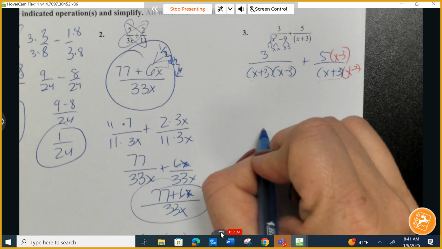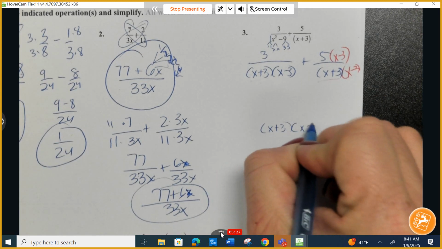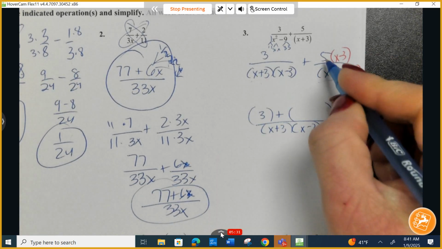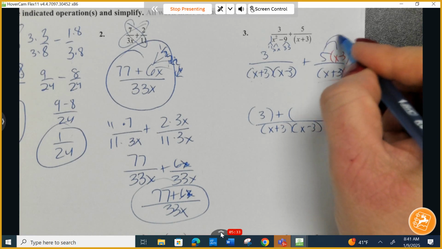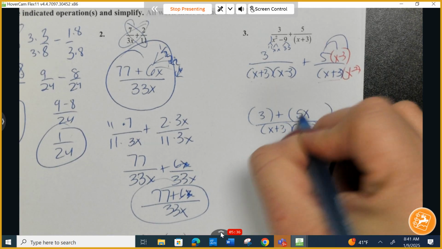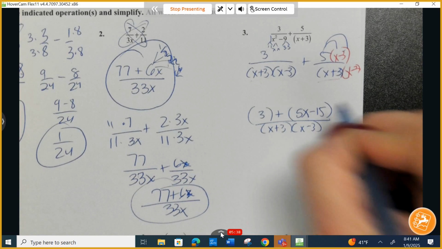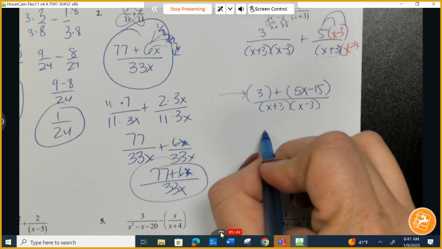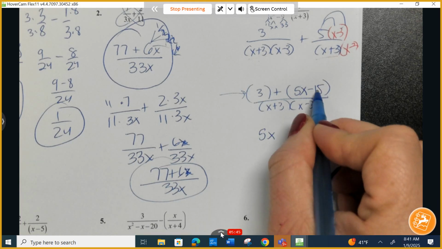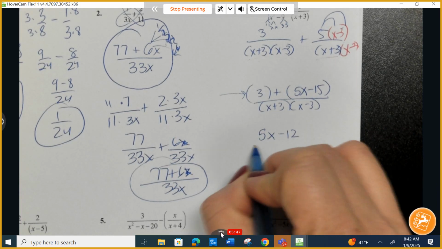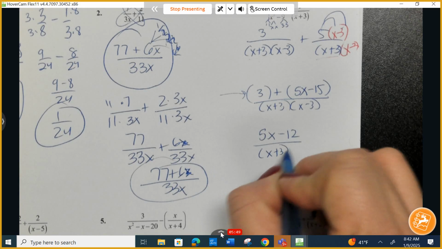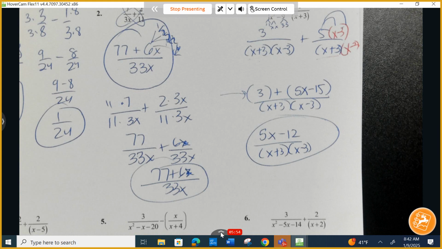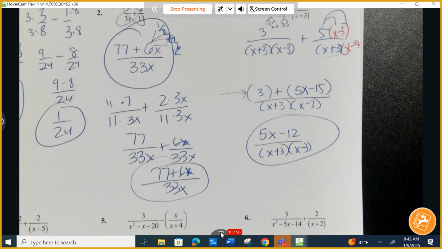So now I have a common denominator of x plus 3 and x minus 3. Now on the left-hand side, there's a 3. And on the right-hand side, before I write this down, I'm going to just distribute right now. 5 times x is 5x. 5 times negative 3 is negative 15. Okay, when I combine like terms in the top, I have 5x and a positive 3, and a negative 15 is a negative 12. And I don't have to FOIL or distribute the denominator. This is right now in what we think of as a condensed form or simplified form.